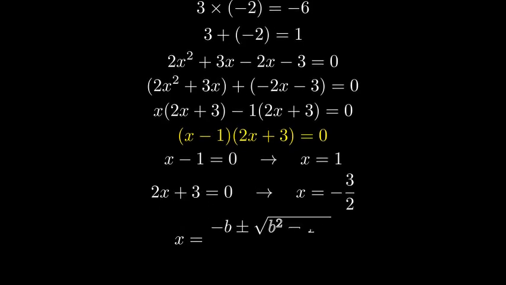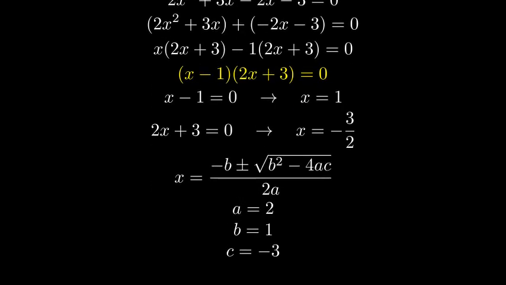The quadratic formula states that x equals negative b plus or minus the square root of b squared minus 4ac, all over 2a. In our equation, a equals 2, b equals 1, and c equals negative 3. Substituting these values into the quadratic formula, we get x equals negative 1 plus or minus the square root of 1 minus 4 times 2 times negative 3, all over 2 times 2.